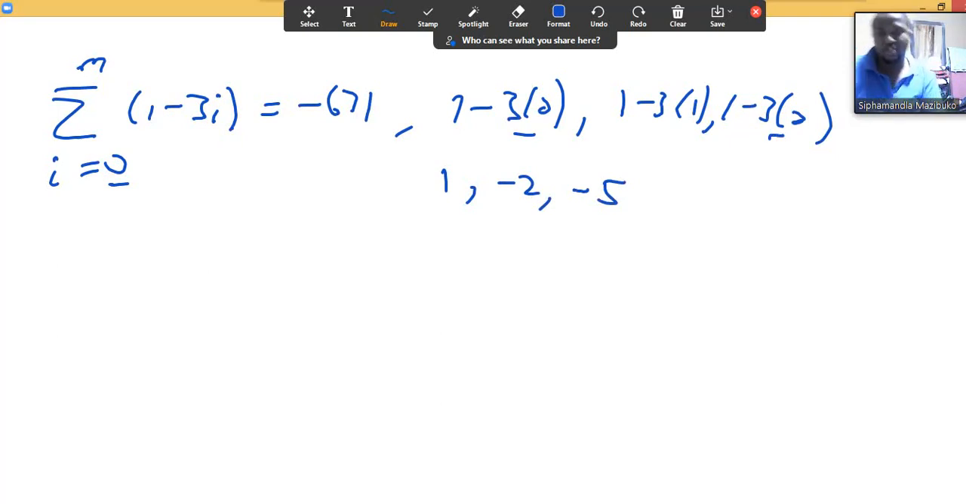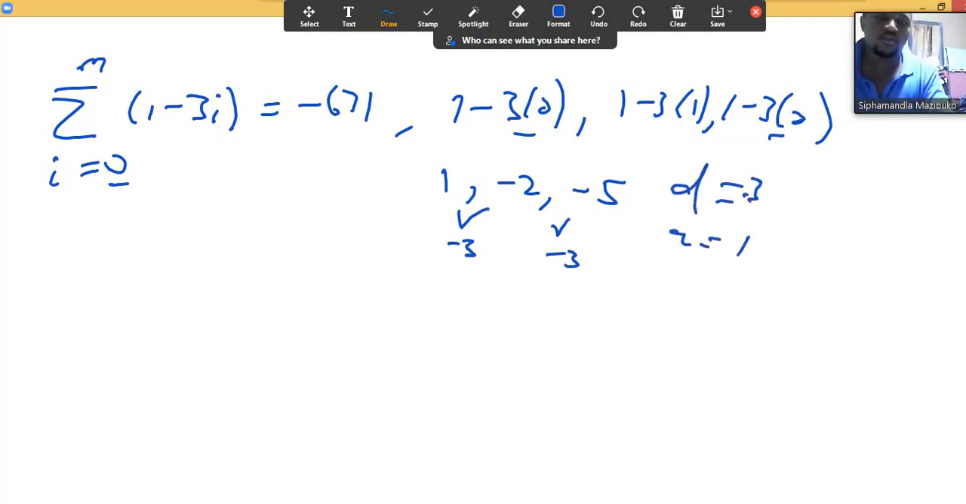Okay, so let's try to see what is common here. If you have 1 to minus 2, that is minus 3, and minus 2 to minus 5, that is minus 3 as well. So the difference is minus 3. So we know D is equal to minus 3 and a is equal to 1, and hence we're looking at finding n. So what can we do here?